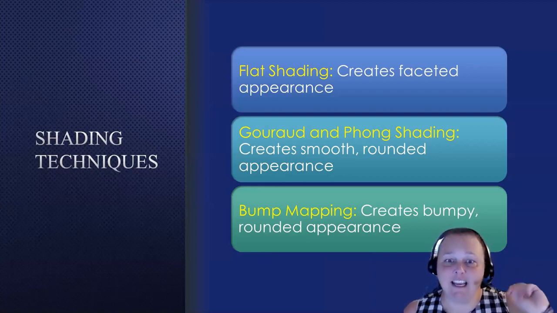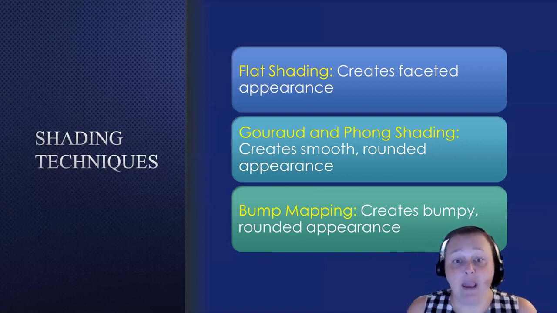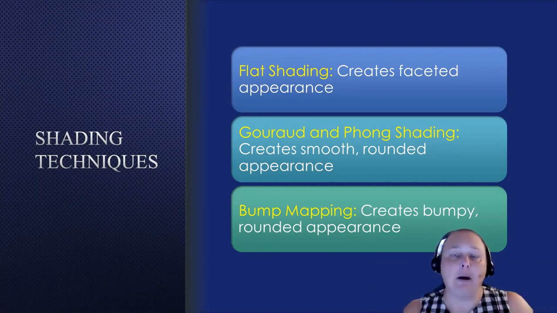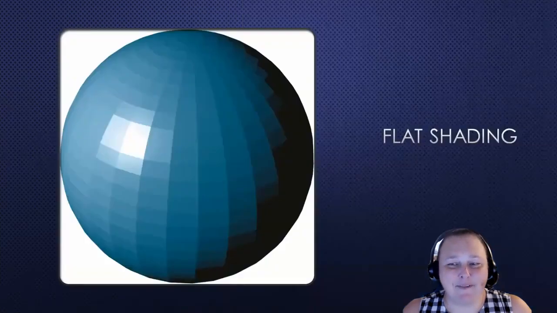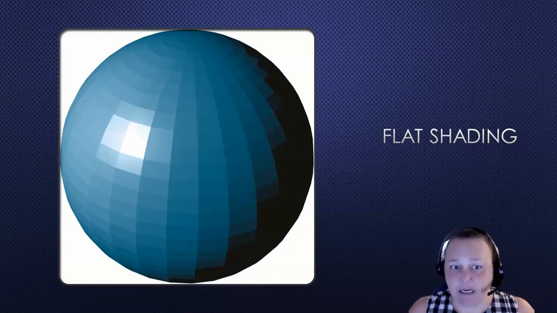There's flat shading, Gouraud and Phong shadings, and bump mapping. Now, flat shading is going to be the most basic of types. You're going to take that mesh and you're just going to apply a surface to it. Now, the Gouraud and Phong shading is going to be much smoother and rounded in appearance. And the bump mapping is actually going to be a little bit bumpy. I think I have some examples of all of these. Yeah, here we go. Flat shading. So you can see this looks very similar to what that mesh looked like when we were talking about the sphere a minute ago.